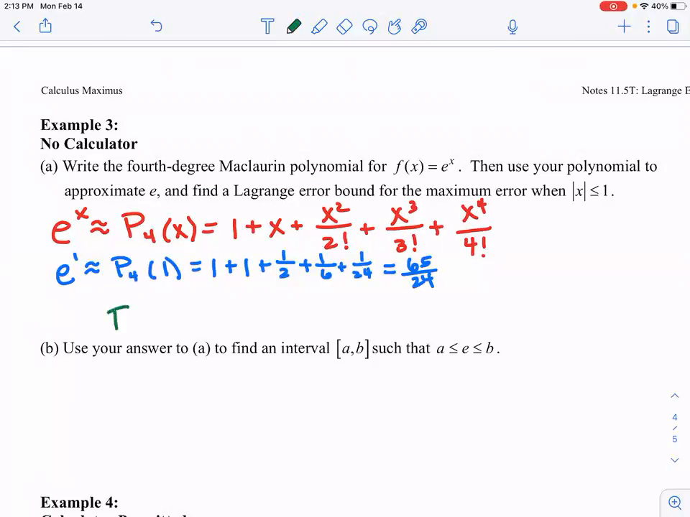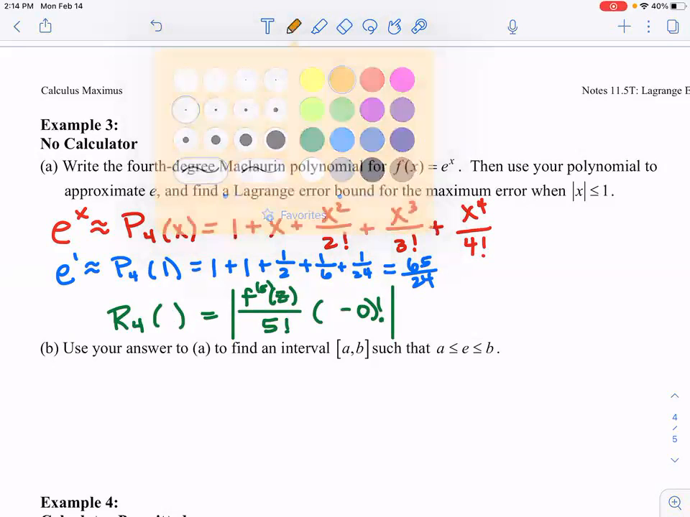So now let's talk about our error. The error for our 4th degree polynomial is max derivative, and that would be the 5th derivative over 5 factorial times x minus, where are we centered at? 0. Okay, now we plugged in 1, so instead of x, I'm going to write 1.